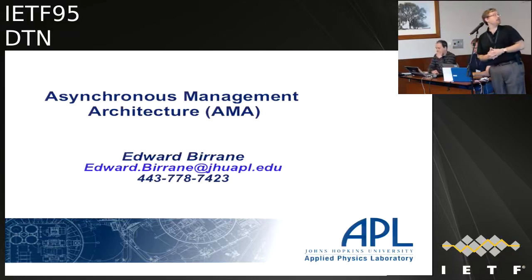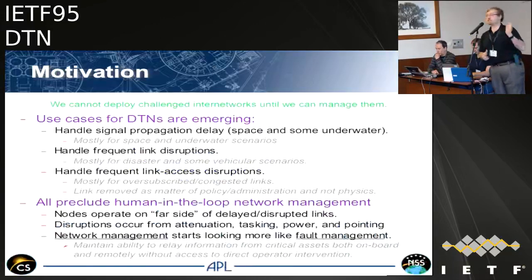Next slide. I'm going to skip over some. I think we all understand the motivation for DTN. The use cases for DTN, we wanted to pull out just a few. One is obviously signal propagation delay. One is frequent link disruptions. But a third is link access disruptions. So there are times when you are denied access into your network, not because the link is down and not because you have long signal propagation delays, but because you're a lower priority user and you've just been bumped.